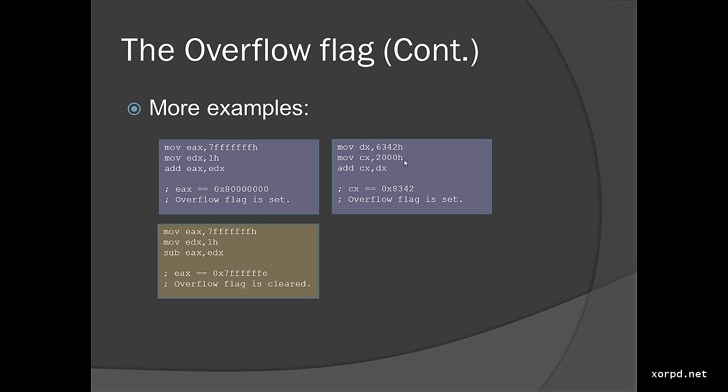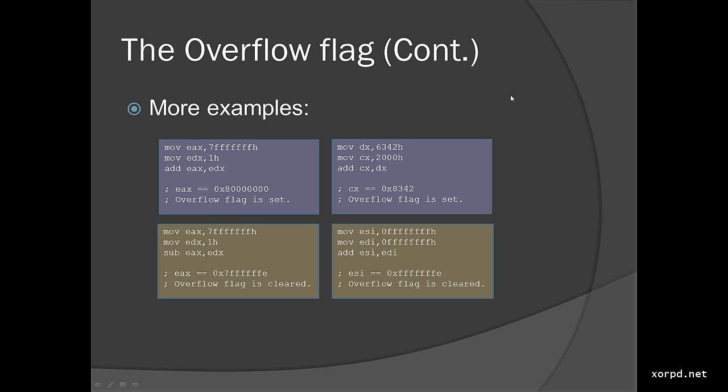Why is it set? Because we added two positive numbers. This number is positive, and also this number is positive. I remind you that those two numbers are positive regarding the 2's complement representation, because their most significant bit is 0. However, the result begins with 8, which means that the most significant bit of this number is going to be 1. So this number, regarding the 2's complement representation, is negative. So we have positive plus positive equals negative. That's why the overflow flag is set, because this is not a reasonable result in this case.